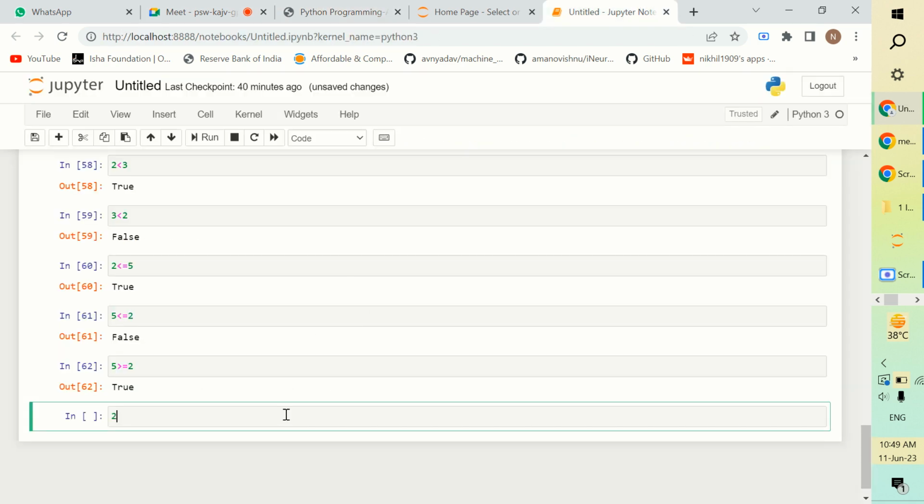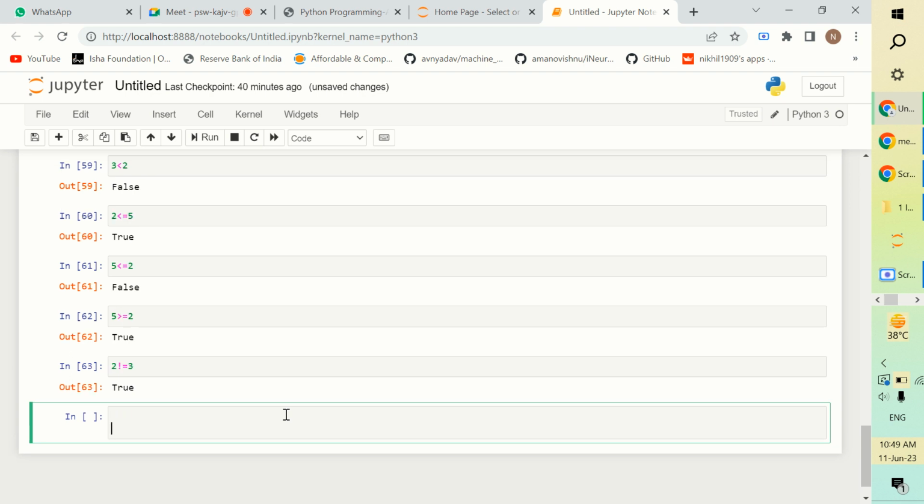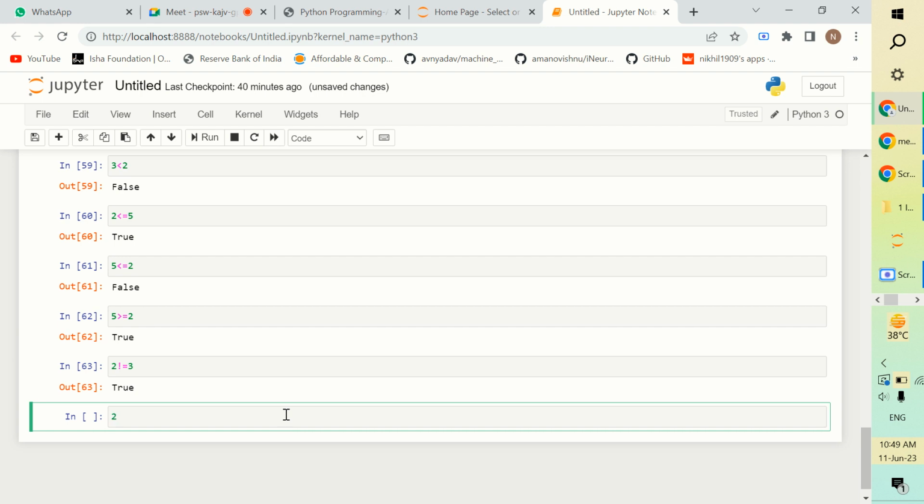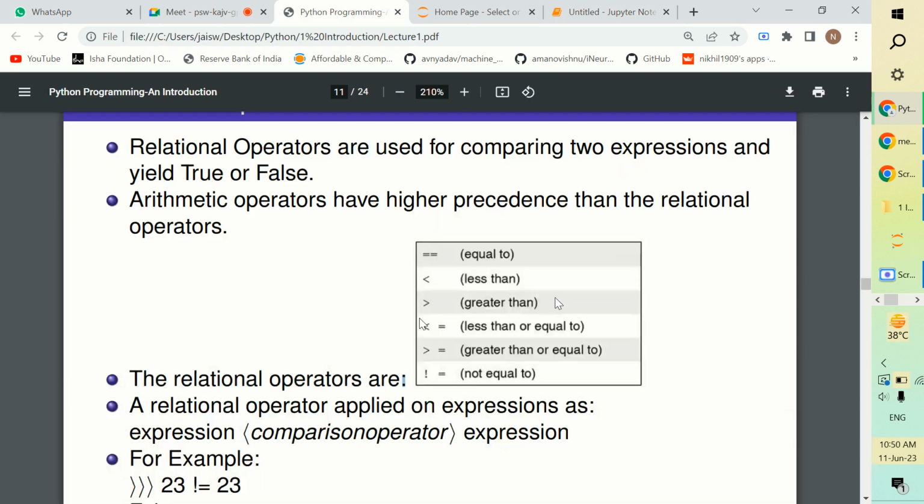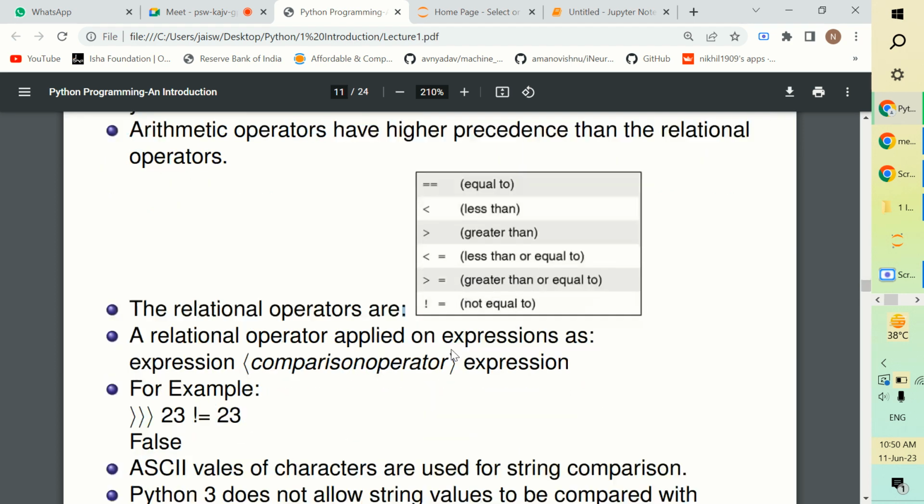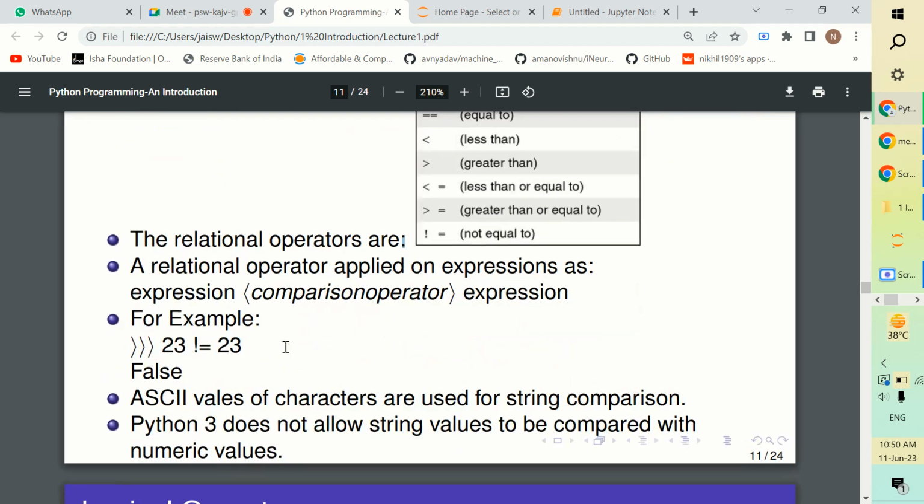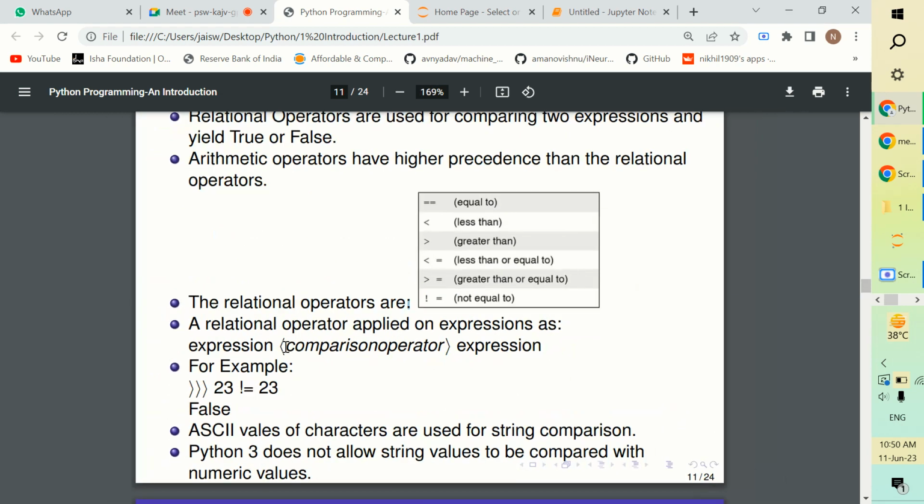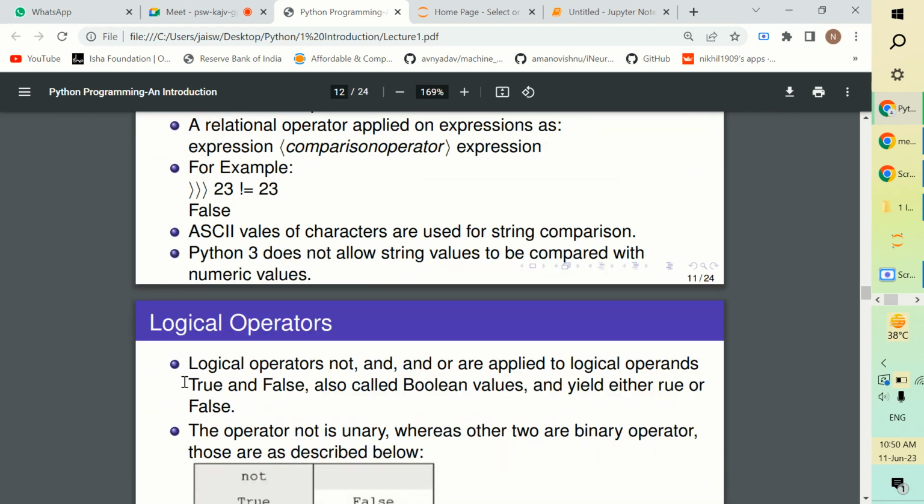Okay. Then we have this not equals to operator. Not equals to is written like this: exclamation mark and then equal to sign. So 2 not equals to 3, if I write, it will give true because 2 is actually not equals to 3. If I write 2 not equals to 2, it will give false because it is not true that 2 is not equals to 2. 2 is actually equals to 2, that is why it is giving false. Okay? So these were the relational operators. Six relational operators are there that you can use. Relational operators are also called comparison operators because you compare between two expressions.